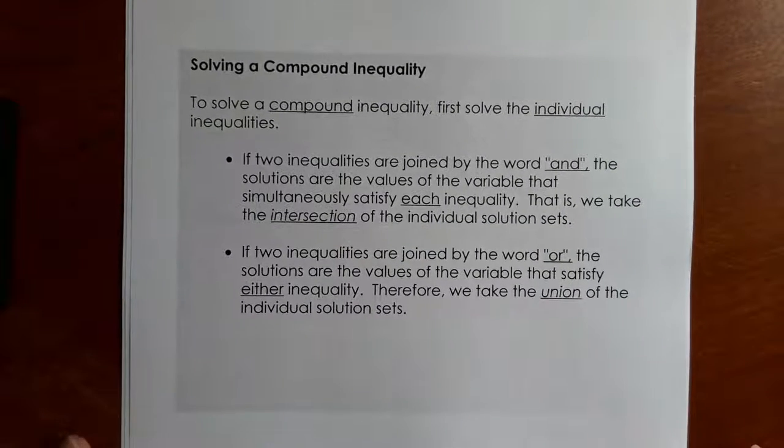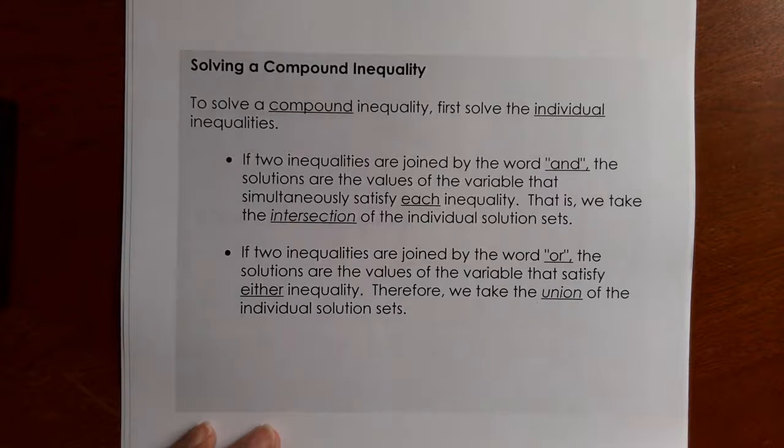Now we're going to talk compound inequalities. To solve a compound inequality, we first solve the individual inequalities. If two inequalities are joined by the word and, the solutions are the values of the variable that simultaneously satisfy each inequality. That is, we take the intersection of the individual solution sets, so where they overlap. If two inequalities are joined by the word or, the solutions are the values of the variable that satisfy either inequality. Therefore, we take the union of the individual solution sets.